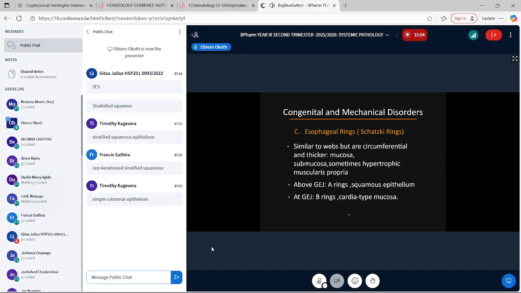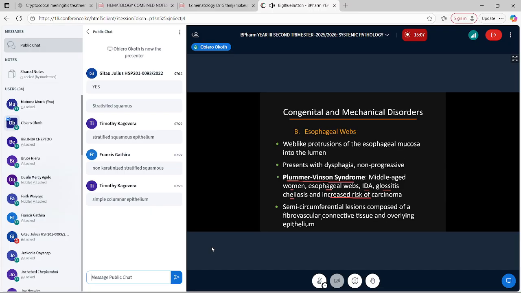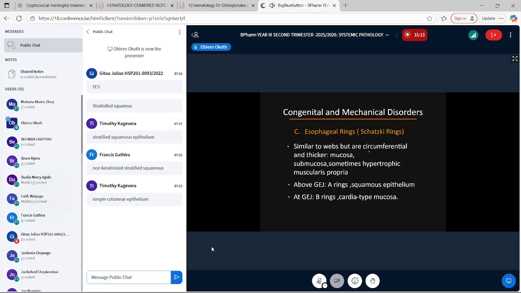Esophageal rings are like webs, but now here you can see this one only had a mucosa. They just had some connective tissue and epithelium, but the rings are thicker. They are circumferential, they are thicker, they have a mucosa, they have a submucosa, and sometimes they even have a muscularis propria. It's like the wall of the esophagus has prolapsed into the lumen. If you see them above the gastroesophageal junction, they're called A-rings, and they'll have squamous epithelium. If you see them at the gastroesophageal junction, they're called B-rings, and they'll have a simple columnar epithelium, the gastric type mucosa.